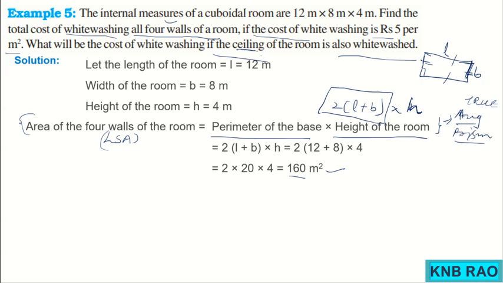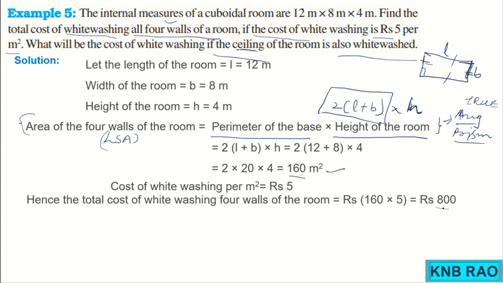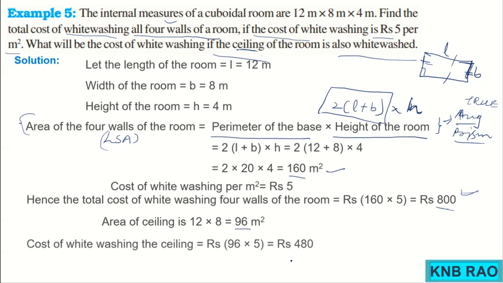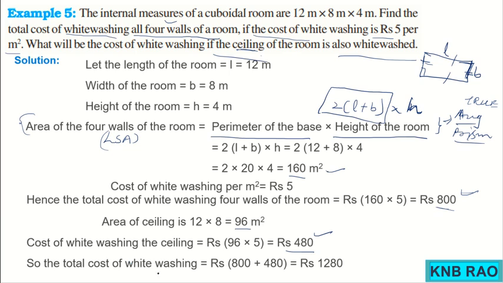Now, if I want to find the cost of painting those four walls at the rate of 5 rupees per meter square, we do the cost of whitewashing for 1 meter square is 5 rupees, for 160 into 5, which gives rupees 800 for whitewashing these four walls. Suppose we want to whitewash the ceiling also, the area of the ceiling is 12 into 8, that is 96 meter square, and the cost of whitewashing this 96 meter square at the rate of 5 rupees per meter square is 96 fives, that is 480 rupees. Thus, the total cost of whitewashing four walls and ceiling is 800 plus 480 rupees, 1280.